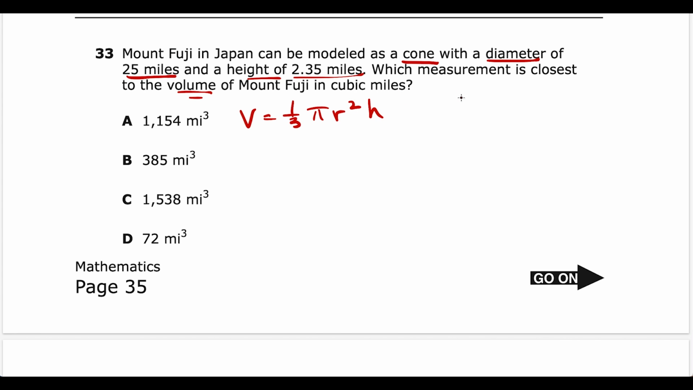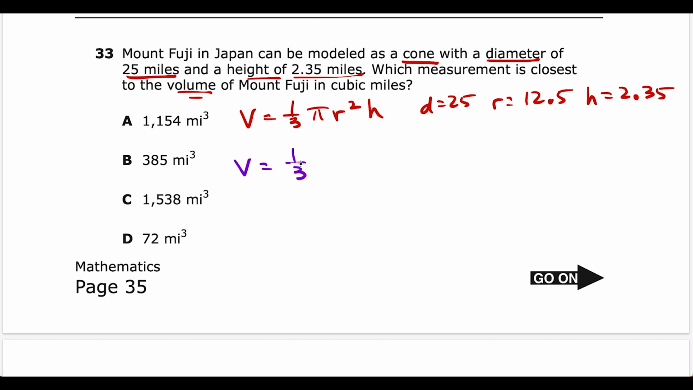And here what we know is that the diameter of the cone is 25 miles. And I'll leave the units out because all the answers have the units in them. So the radius would be half of that. That would be 12.5 miles. And the height is 2.35. So now that we have everything defined here, the rest is just plugging into the formula and then the calculator.